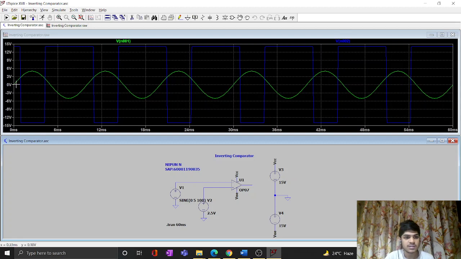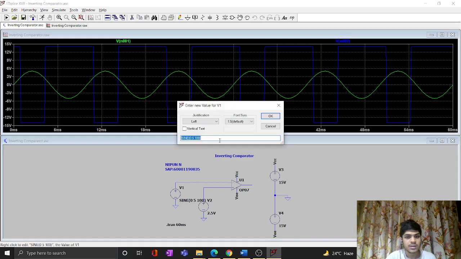As you can see, when the input is less than 2.5, that is V reference, we get a positive VSAT, and whenever the V input goes above 2.5, in this part, you can see the output is minus VSAT. This is because it is an inverting comparator.